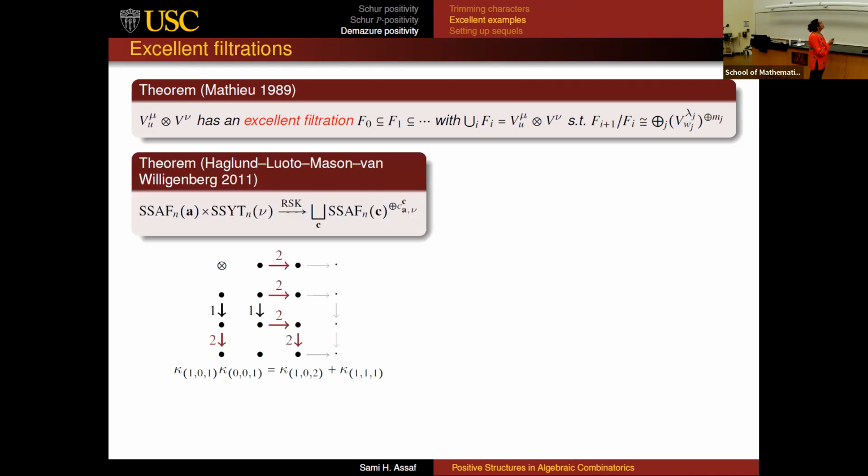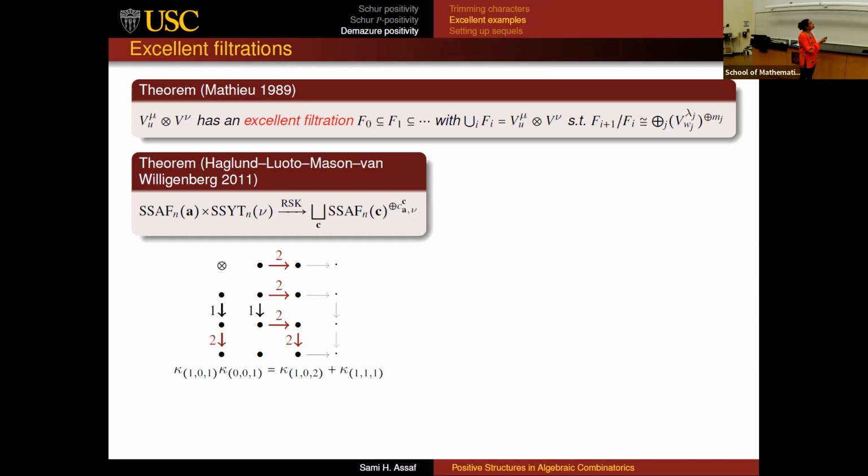So here's a really awesome proof. You can take these semi-skyline augmented fillings and do RSK insertion of a tableau, and it gives you the right answer. And in fact, Haglund, Luoto, Mason, and van Willigenburg have an explicit combinatorial formula for these objects that looks very much like Littlewood-Richardson tableaux.